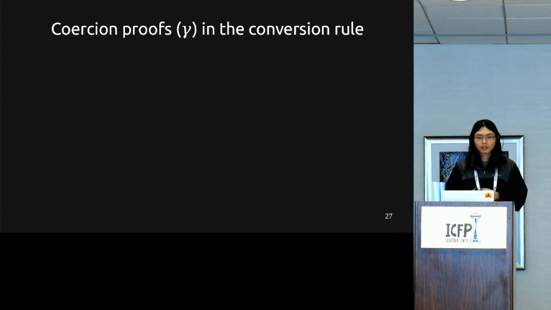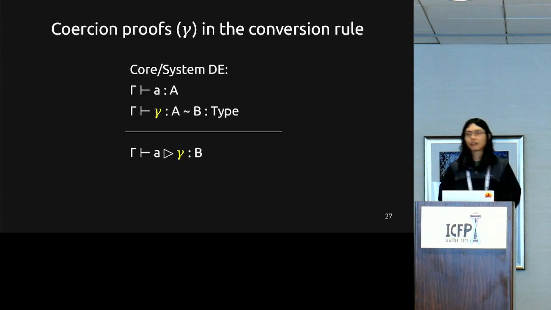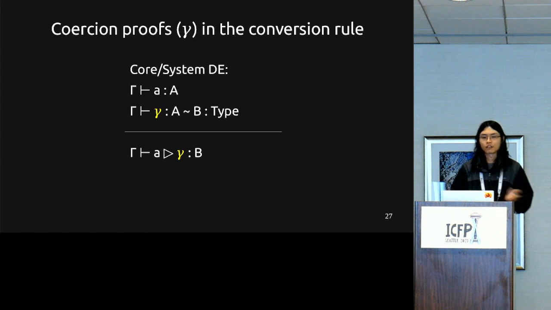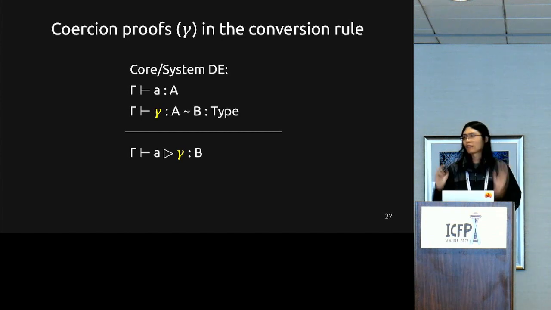So here's how the coercion proofs appear in the conversion rule of system DE. And I'll omit the modalities for now because it doesn't help with the discussion. If you have seen the conversion rule for other type systems like Martin-Löf's type theory, you'll notice that the judgmental equality for system DE is indexed by this gamma, which stands for a coercion proof. The coercion proof gamma also has to appear in the term syntax every time we apply the conversion rule.